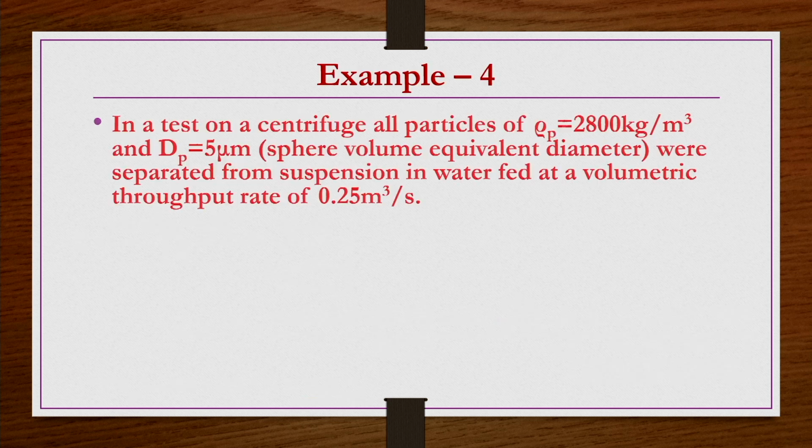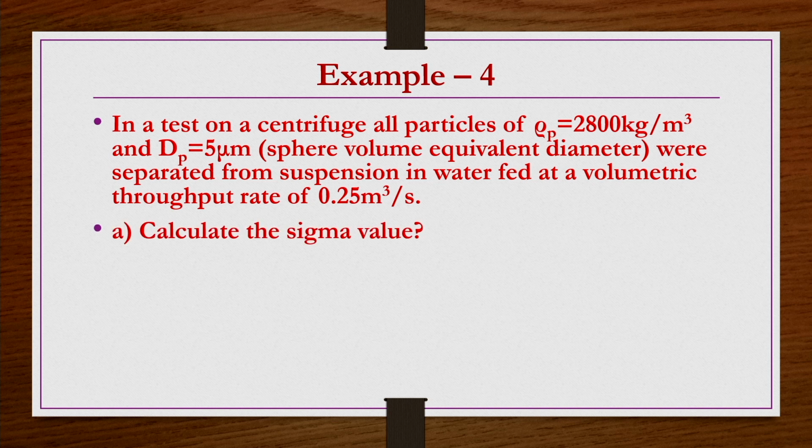Okay. Another example problem. In a test on a centrifuge, all particles of density rho p 2800 kg per meter cube and dp 5 microns, sphere volume equivalent diameter given, were separated from a suspension in water fed at a volumetric throughput of 0.25 meter cube per second. Q is given, dp is given, rho p is given here.